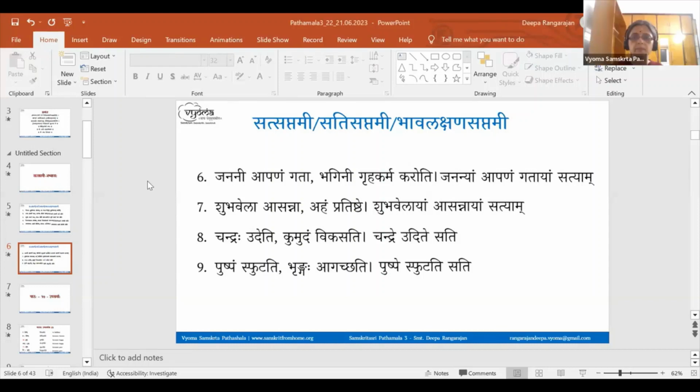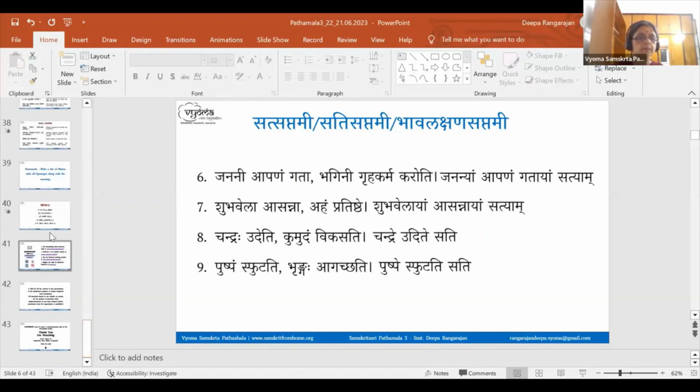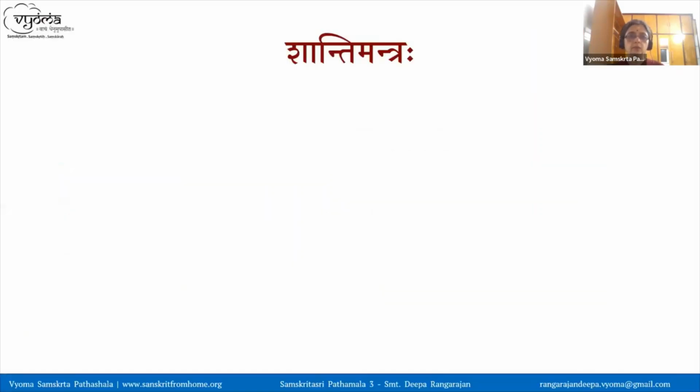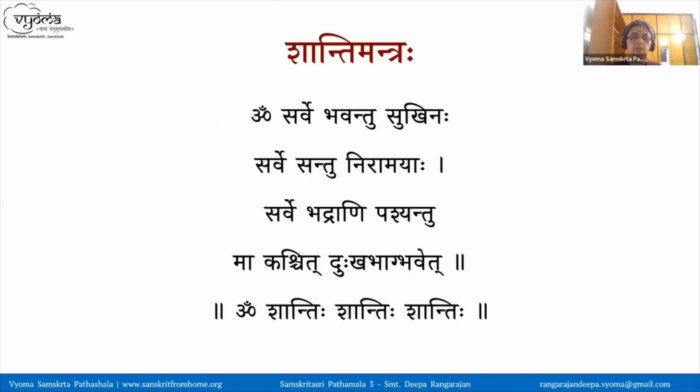So we will stop with the Shanti Mantra. We will conclude. Om Sarve Bhavantu Sukhinah, Sarve Santu Niramayah, Sarve Bhadrani Pashyantu, Ma Kaschit Dukkha Bhag Bhavet. Om Shanti Shanti Shanti. Dhanyavada.